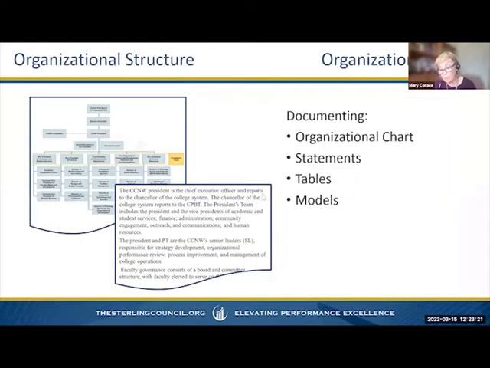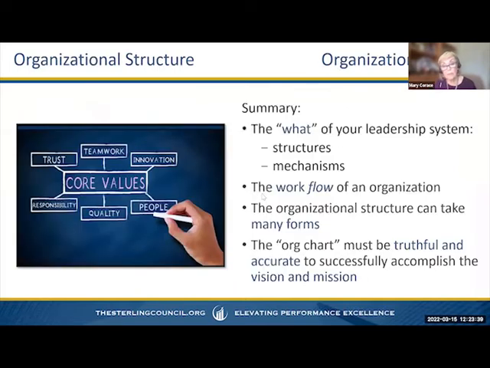Documenting the structure is important for the performance excellence journey. Organizational charts, written descriptions, diagrams, tables, and models all tell the what of your leadership and governance system. And as always, please use your core values. Accurately tell the what of your organization. Accurately tell what the structures, the mechanisms, and the workflow is. You can use a variety of established or innovative forms to tell your story of your organization.